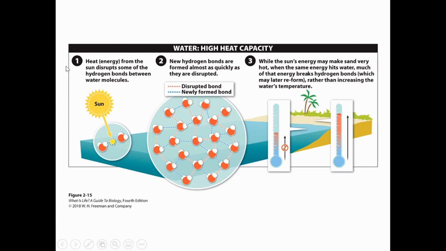Right? And so we see that. Heat from the sun is going to break some of those hydrogen bonds, but as fast as those bonds are broken, new ones are going to form just as quickly. So we break this bond, and a new one forms almost instantaneously.